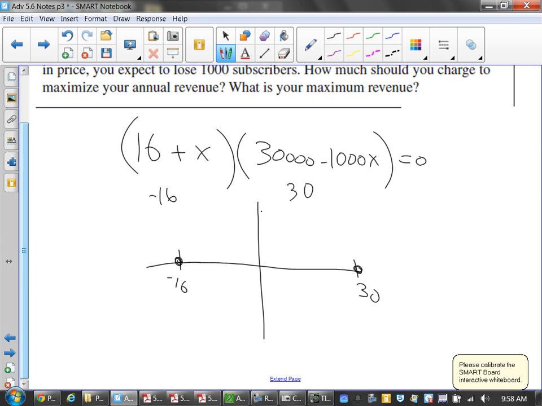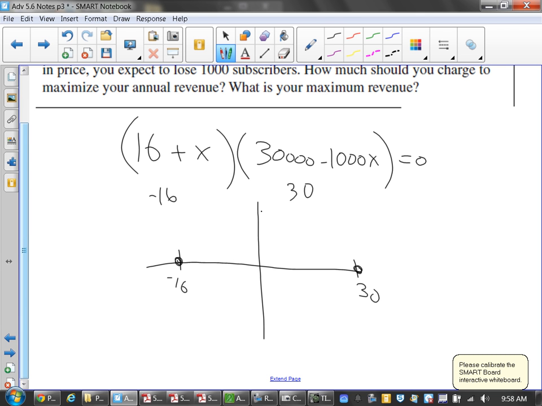Yes, sir? How did you figure out the -16, 30 thing? I set those both equal to 0. I just found the zeros. Okay, well, I get the 16 one, but why is the 30 though? I add the 1,000x and divide out the 30,000. Got it. Okay? So I know that it's going to look like that.